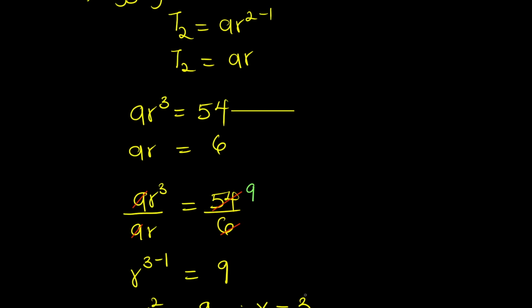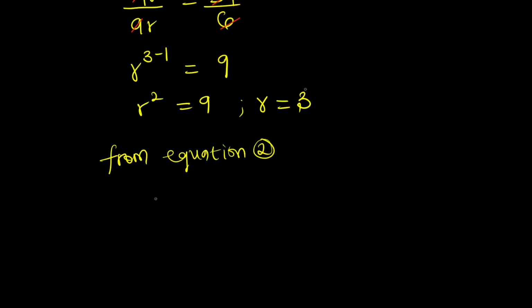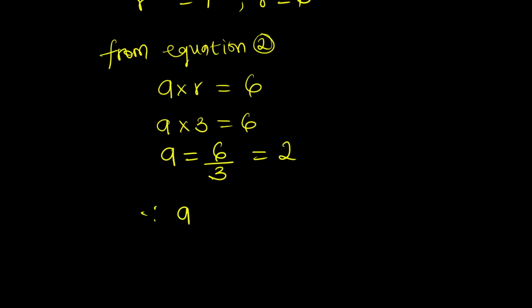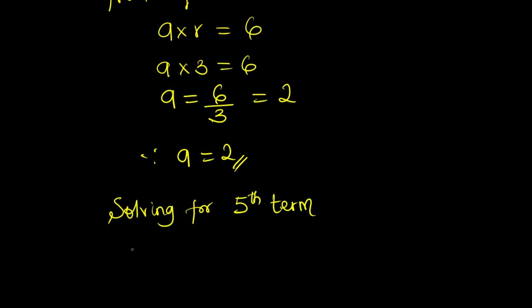Please note this. We can use any of these equations to find our first term. Let's deploy equation 2 in solving our first term. We have that a times r is equal to 6, but our r, which is our common ratio, is 3. We are going to have that a times 3 is equal to 6. Making a the subject of formula, we are going to have that our a will be equal to 6 over 3, which is equal to 2. Therefore, our first term a is equal to 2. That is our answer.